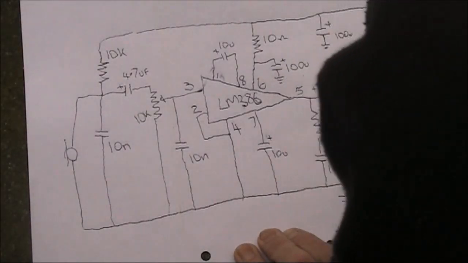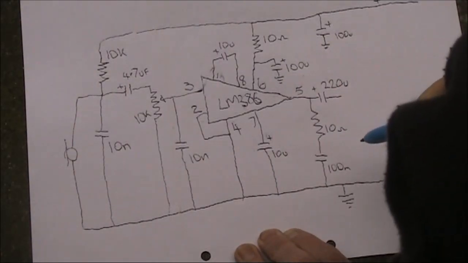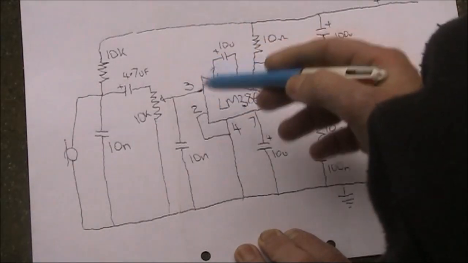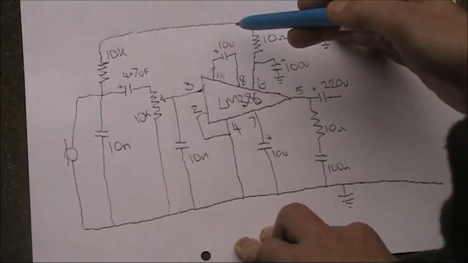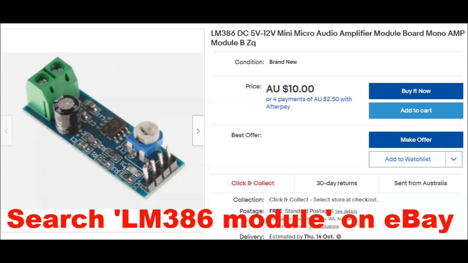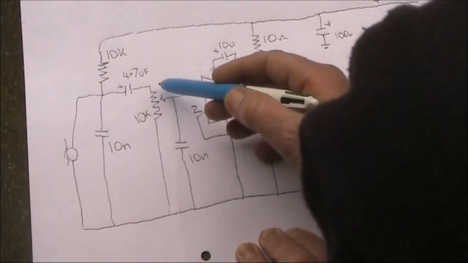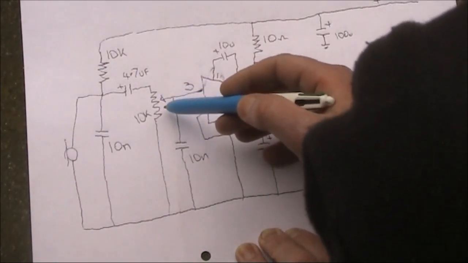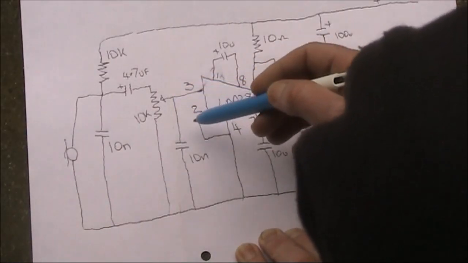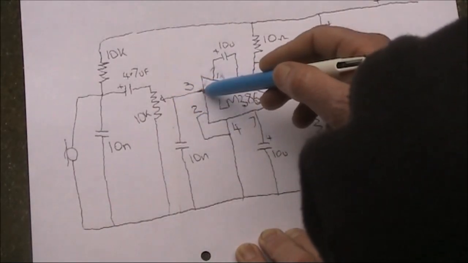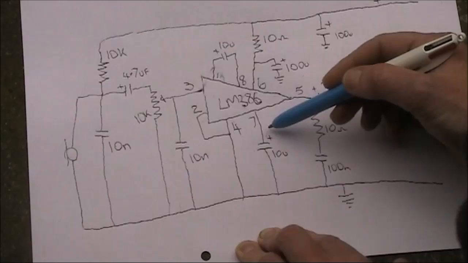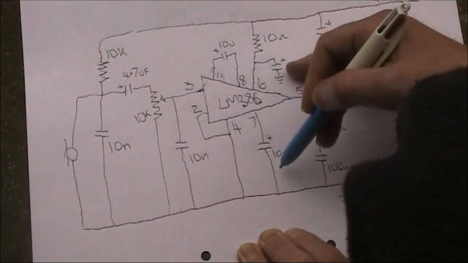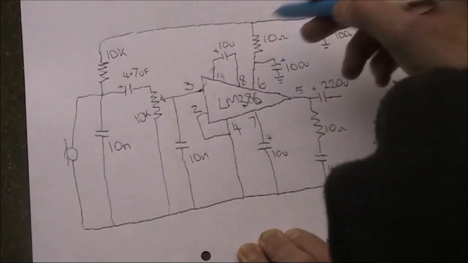Okay, here is the diagram of the audio amplifier. It's a standard circuit, nothing is special about it. You can even buy pre-made LM386 audio amplifier modules. Right here is the volume control, which you set to near maximum. The audio input is applied through pin 3, pins 2 and 4 are earthed. Pin 7 just has a 10 microfarad capacitor to earth, that just keeps it a bit more stable.